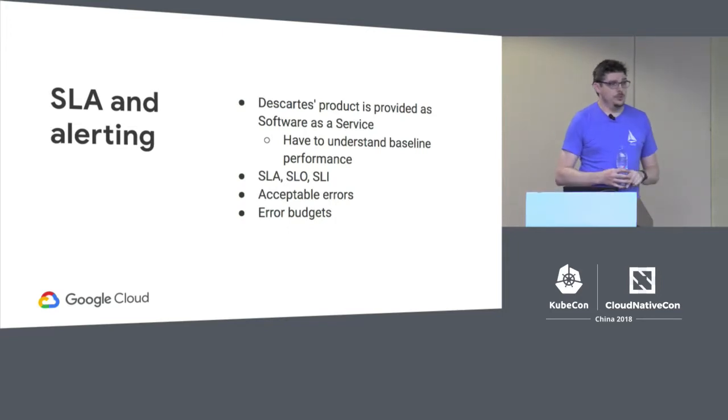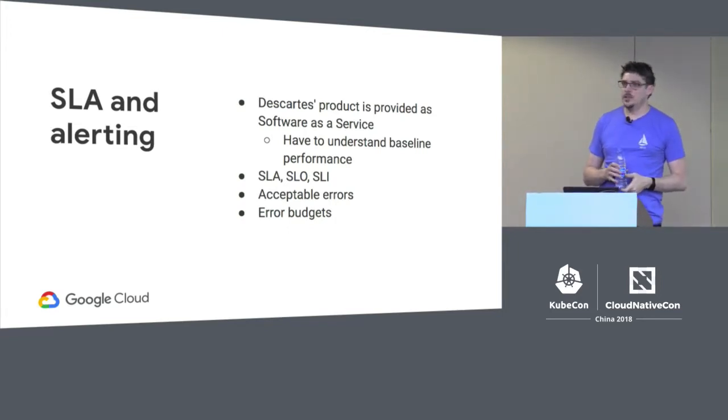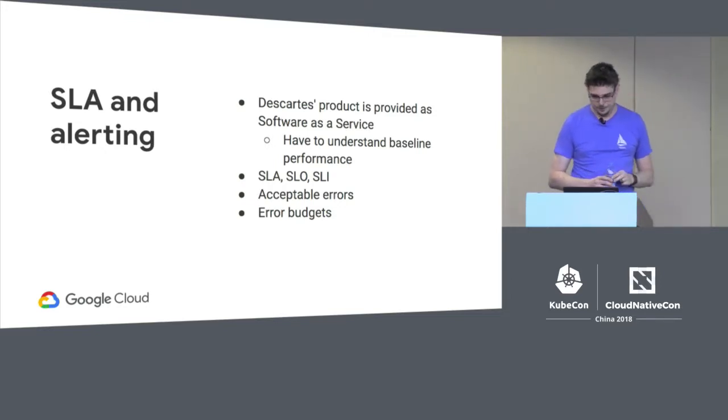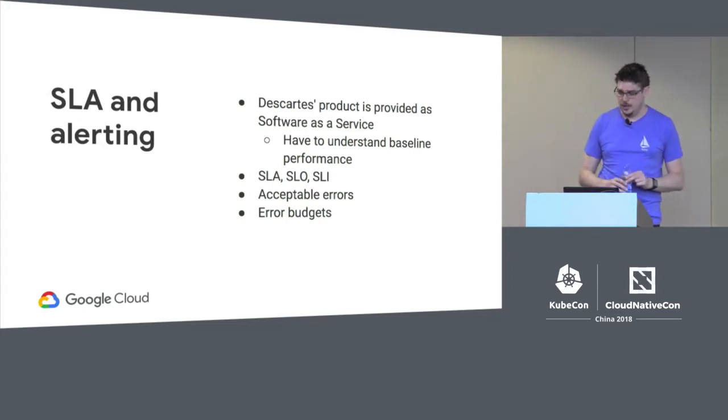And then in order to know whether or not you've hit that, you need an indicator. You need a way of saying, what was it that succeeded or failed? And you need to understand the baseline performance. You say, this is how things work in the general case, so that you know when things are out of whack.